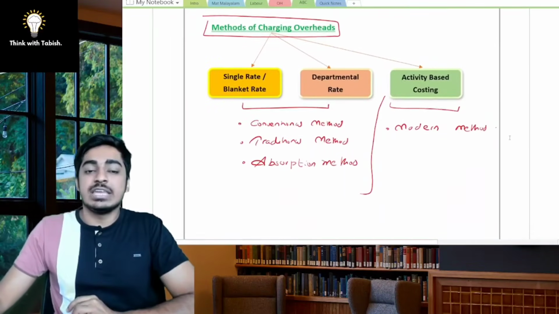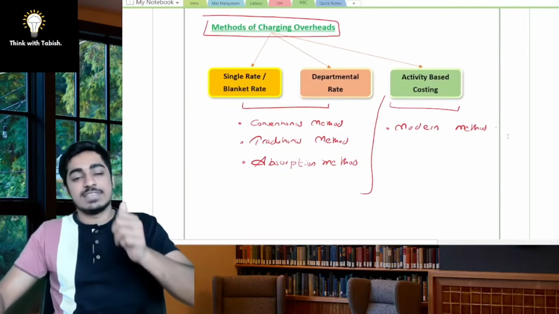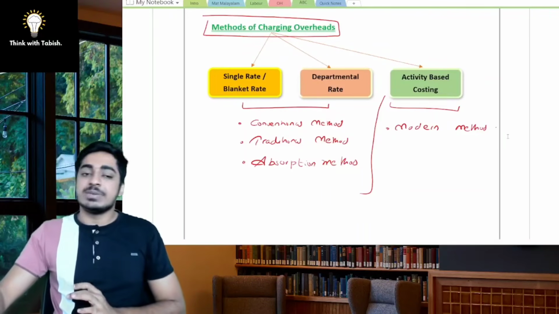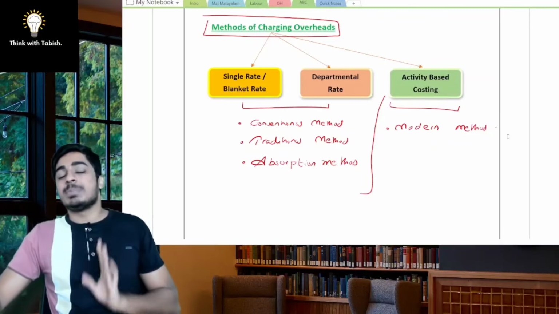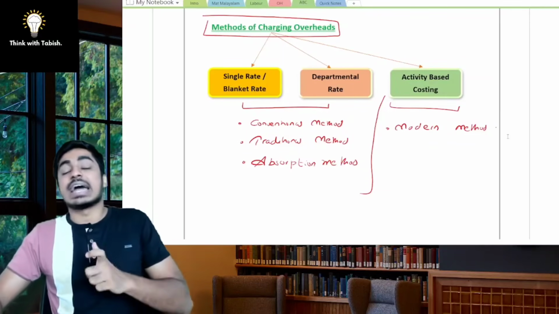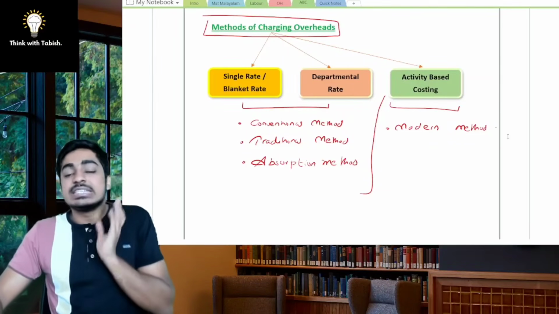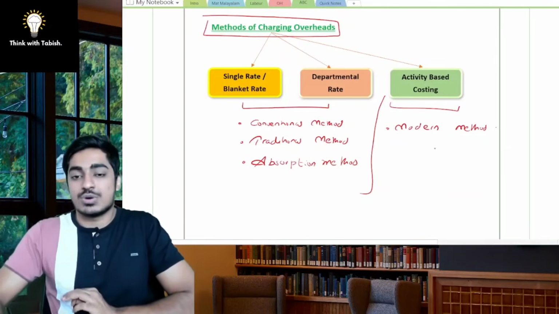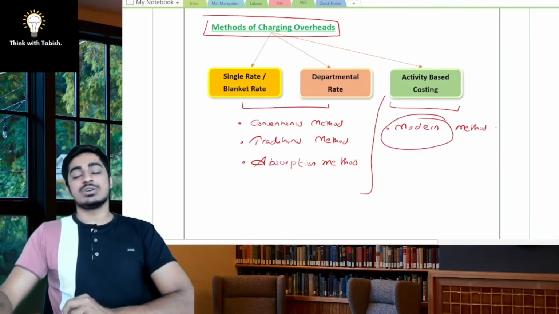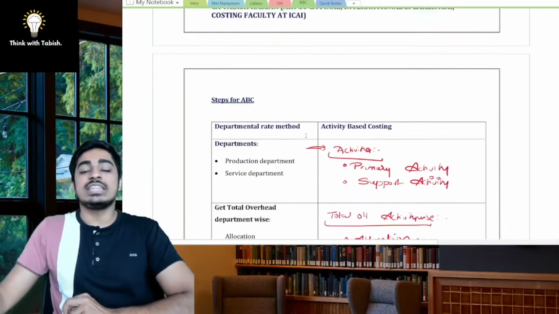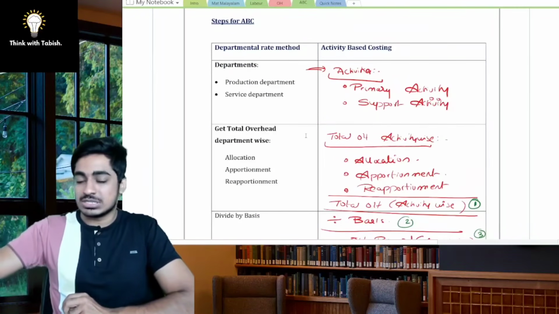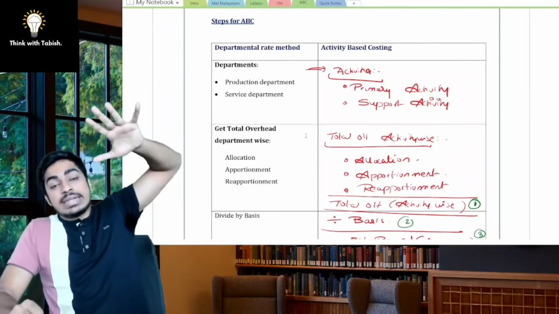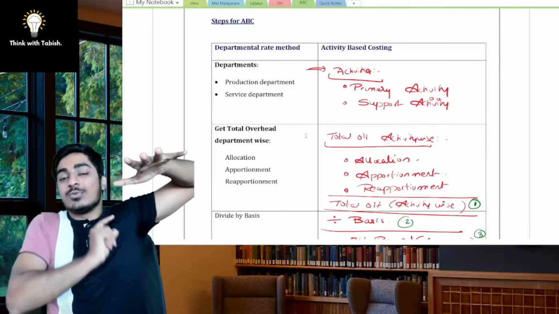Firstly, we have the three methods of charging overheads: single rate or blanket rate, departmental rate, and activity-based costing. Single rate and departmental rate are also called conventional methods, traditional methods, or absorption method. Activity-based costing is called the modern method of charging overheads. So what are we going to do in activity-based costing? It's simple. In single rate, we took total 10 crore overheads and compared it with one basis.